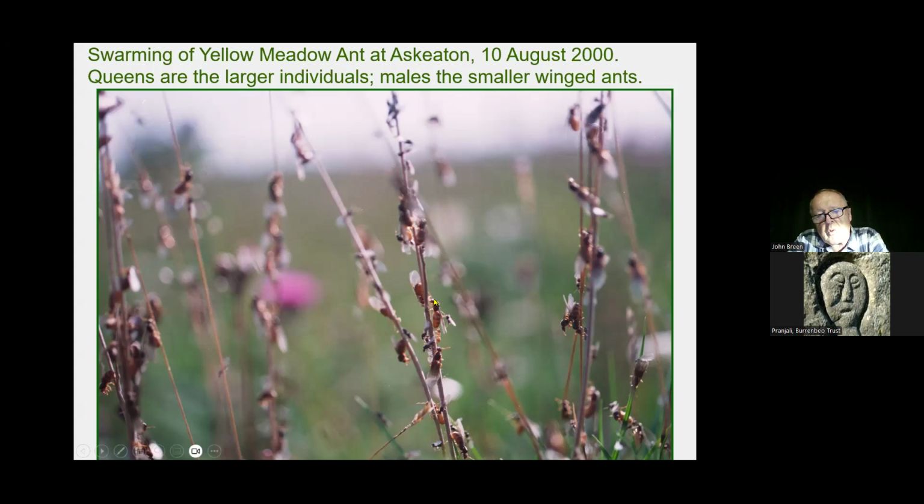So this is the queen, young flying queens. The smaller ones here are the males. And if one looks around the picture, there are a few workers, but it's mostly males and queens. And that's the swarming.